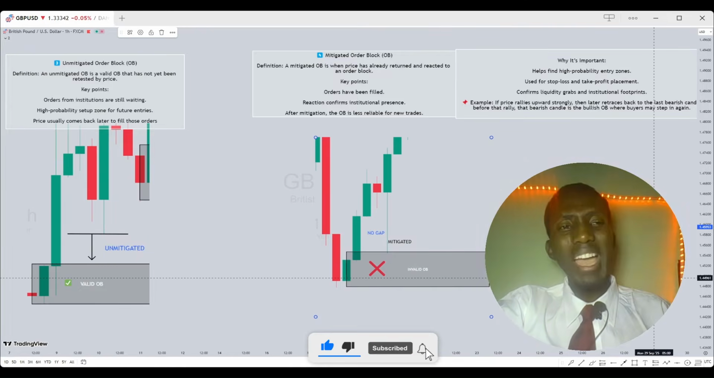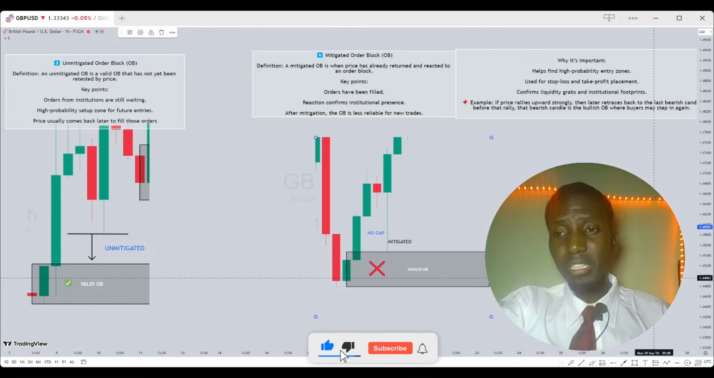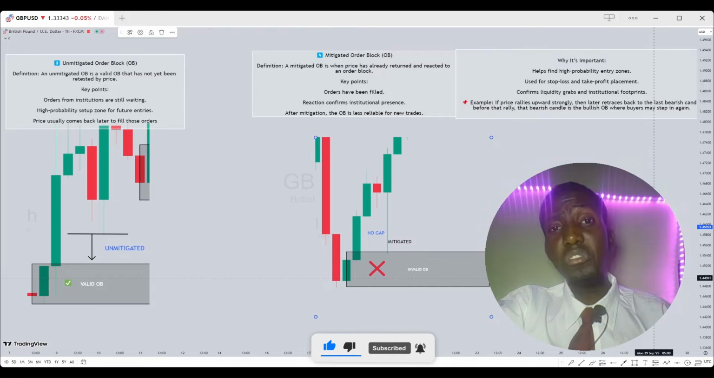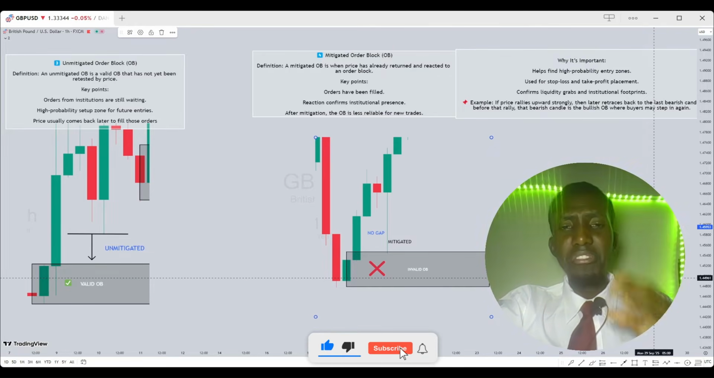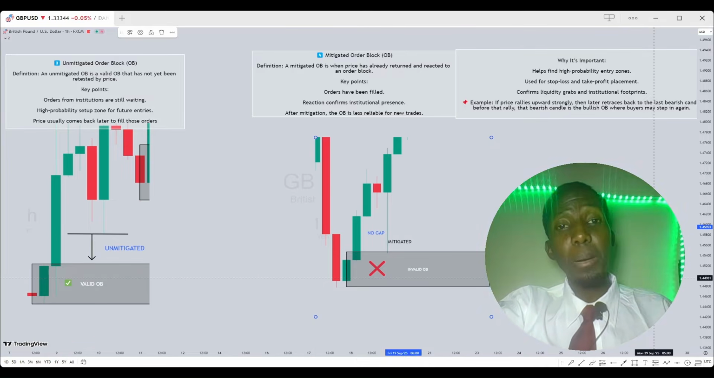So why are these order blocks important? Because they help us find high probability entry zones. They also confirm liquidity grabs and institutional footprint, and they're used for stop loss and take profit placement. Instead of yapping, let me shift to the chart, and then I'll show you how this order block works.